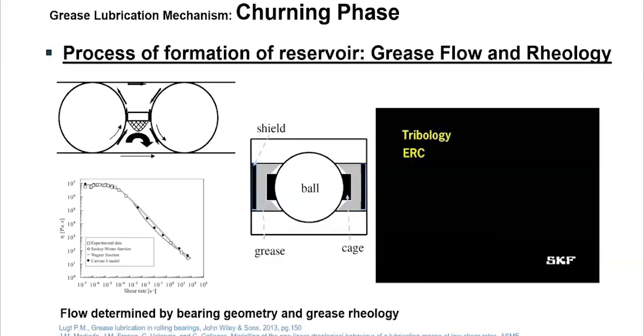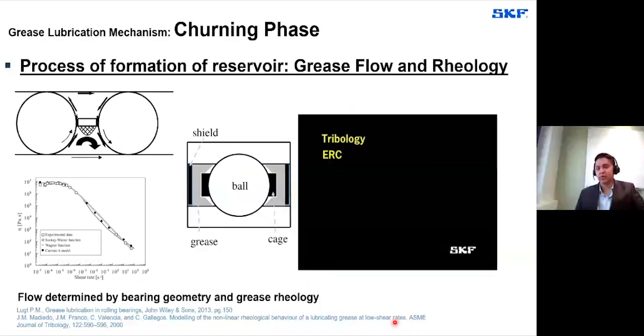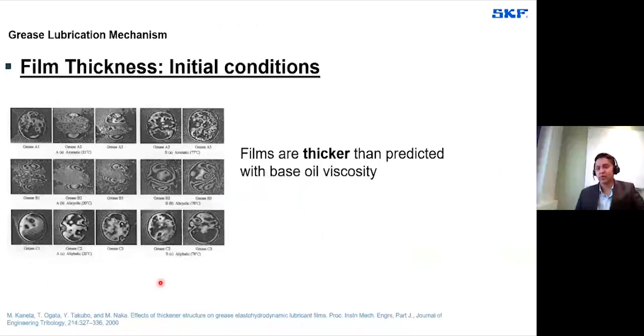So here, what you see is the film thickness in the initial condition. This work was done by Kanata et al. What they did was use three different polyurea greases designated as grease A, B, and C, and they also used three different base oil properties: they changed the base oil viscosity, one with 100 centistokes, another with 30 centistokes, and another with 50 centistokes at 40 degrees centigrade. That is designated as 1, 2, 3.